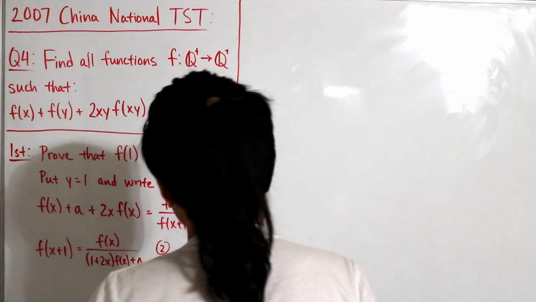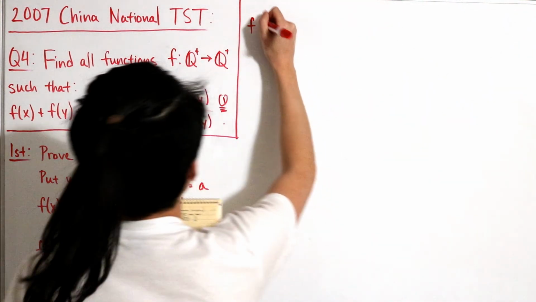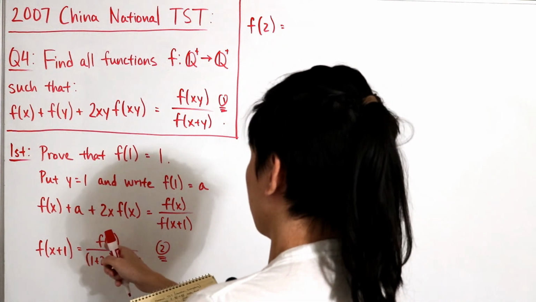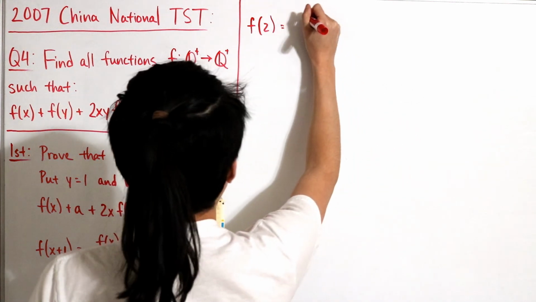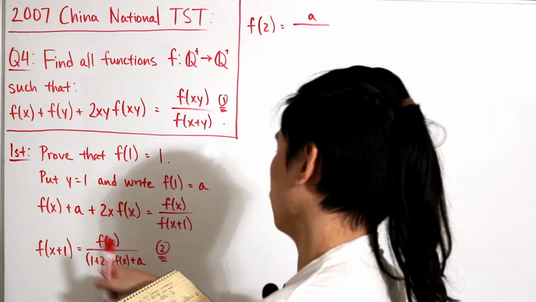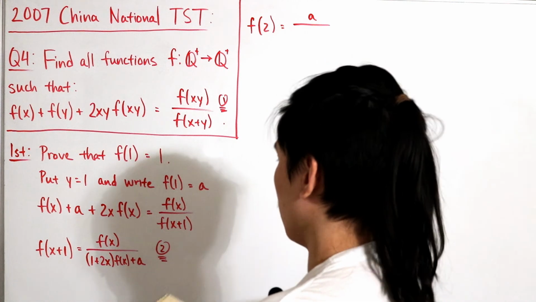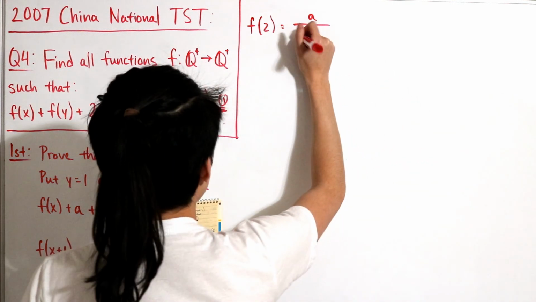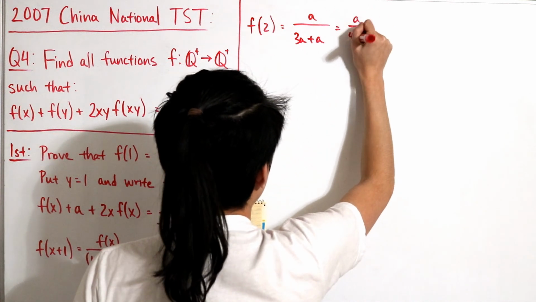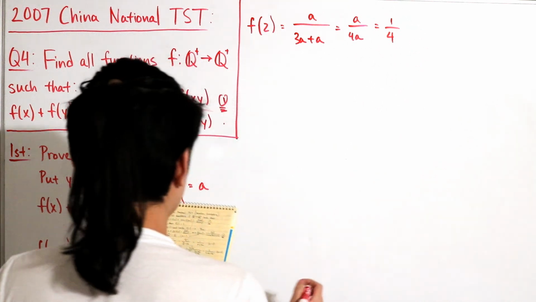So suppose that we want to see what f of 2 looks like. In this case, what we just wrote is that we have to plug in that x is equal to 1. Okay, so f of 2: plug in x, so f of 1, we said that was a. And then on the bottom, plug in 1, so 1 plus 2 times 1 is 3, and then f of 1, that's a also, so 3 times a and then plus a, 3a plus a, which is basically equal to a divided by 4a, which is in other words equal to 1 over 4. We got some number, but let's actually keep going and see what we get.